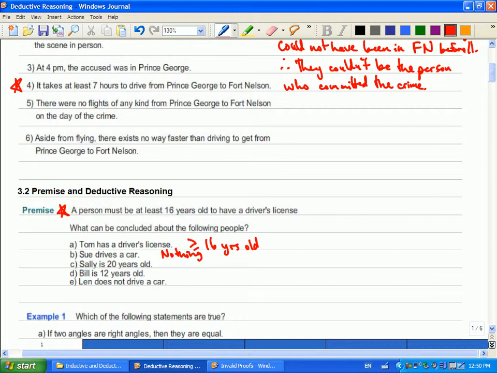So if Sally's 20 years old, what can you conclude about Sally being 20 years old? It's a possibility, but you don't know. State it. She's permitted, but we can't conclude whether or not she has one. So again, based on the premise we've been told, we don't know any more information about Sally. Other than their nice names, yeah. What about Bill? If Bill's 12 years old, is there anything we can conclude about Bill? He doesn't have a driver's license. Good. So he doesn't have a license then if he's 12.